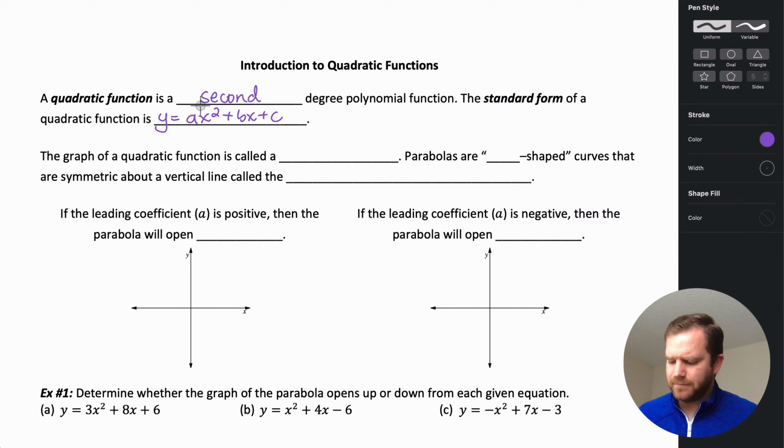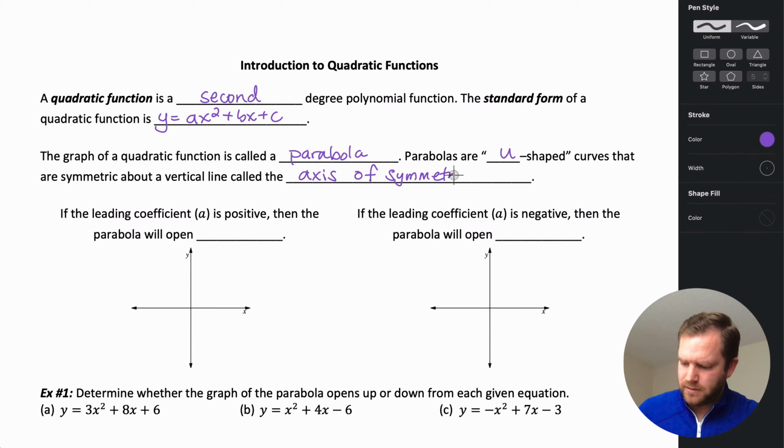When we're looking at quadratic functions, the graph of a quadratic function is called a parabola. Parabolas have a very specific shape. They're kind of a U shape. They're U-shaped curves that are symmetric. They have symmetry about some vertical line, and that vertical line we call the axis of symmetry. Mathematicians are not always super creative in naming things, but sometimes it helps because it's very descriptive of what we're trying to talk about. The axis of symmetry is the vertical axis about which the function is symmetric.